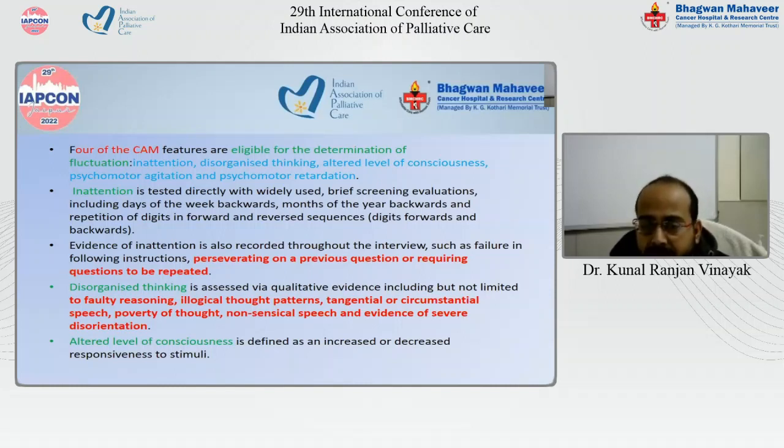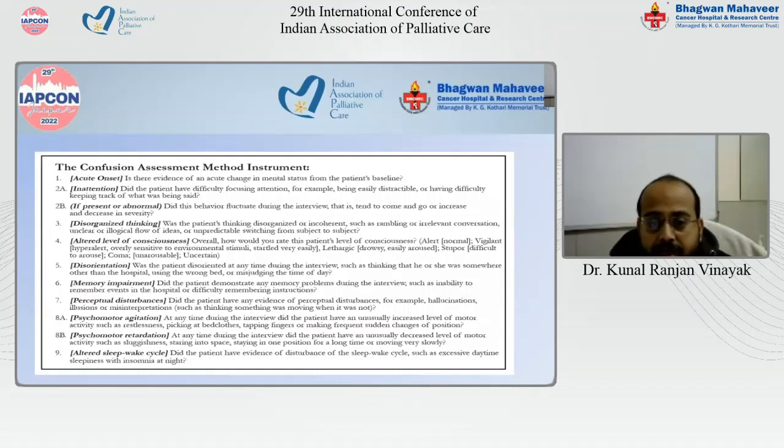It can be assessed via qualitative evidence, including but not limited to faulty reasoning, illogical thought patterns, tangential or circumstantial speech, poverty of thought, nonsensical speech, or evidence of severe disorientation. Altered level of consciousness is defined as increase and decrease in responsiveness to the stimuli. Now, the confusion assessment method instrument proper, in which there is acute onset.